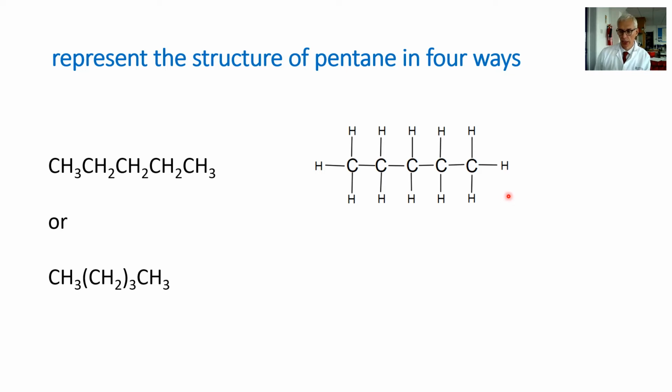Now the skeletal structure, we get rid of the carbons and the hydrogens and the carbon-hydrogen bonds. We're just left with the carbon-carbon bonds. So 1, 2, 3, 4, 5 carbons indicated by where the carbon-carbon bonds meet. So there is skeletal for pentane.